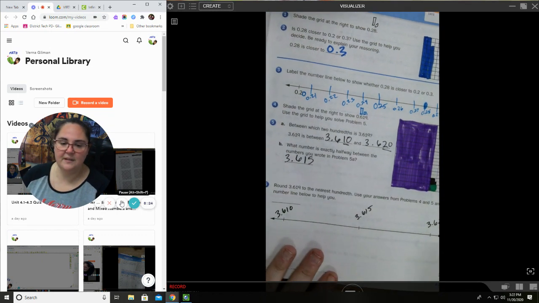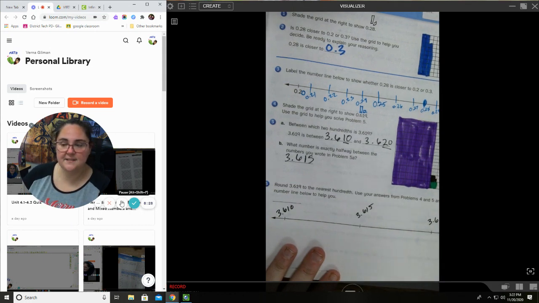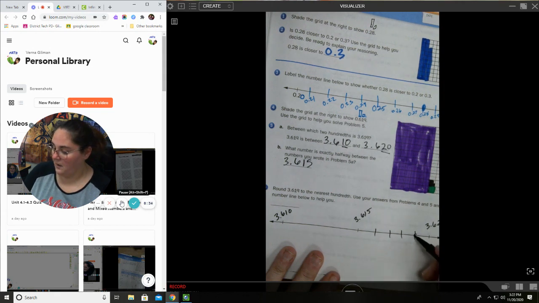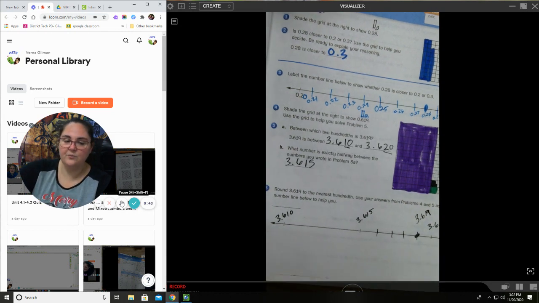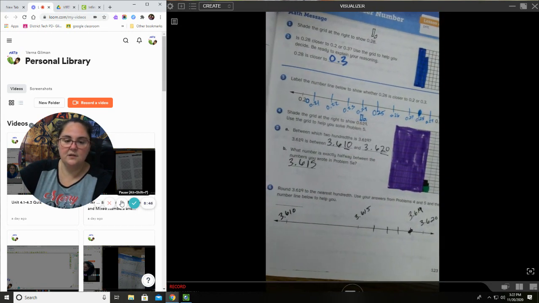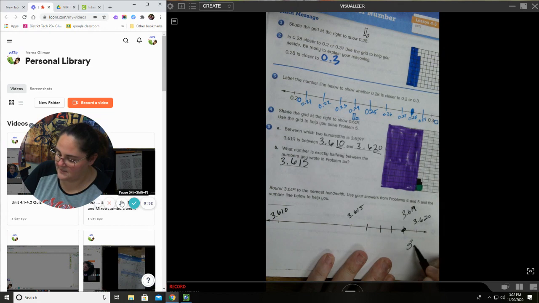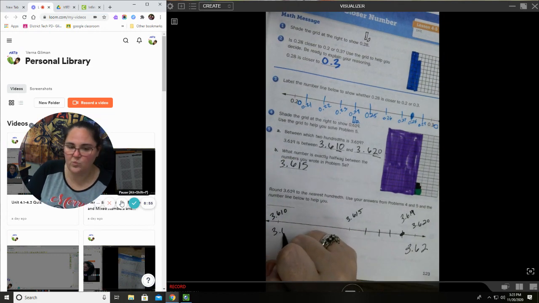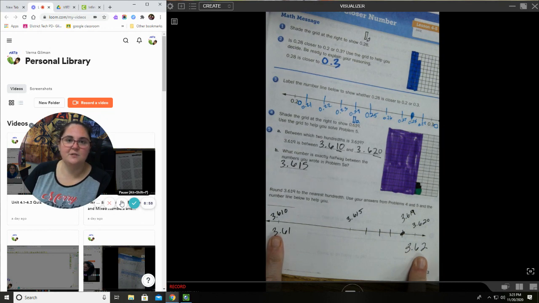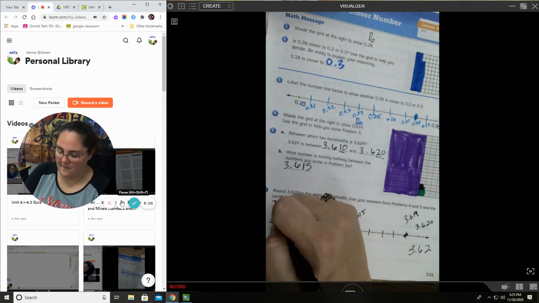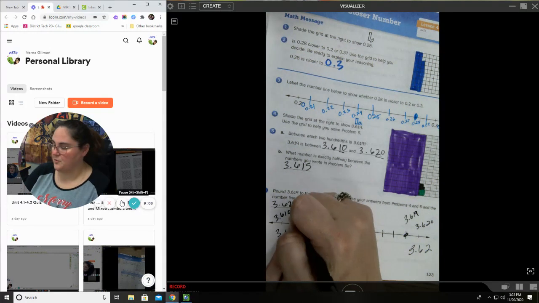All right, I need to use my number line and I need to mark where 3.619 would be. 5, 6, 7, 8, 9. It's going to be about right here. Okay. With that being said, looking at this picture, if I were to round this number now, what is it closer to? Rounding to the nearest hundredth, is it closer to 3.62 or 3.61? What is this number closest to? It is definitely closer to 3.620, or 3.62.